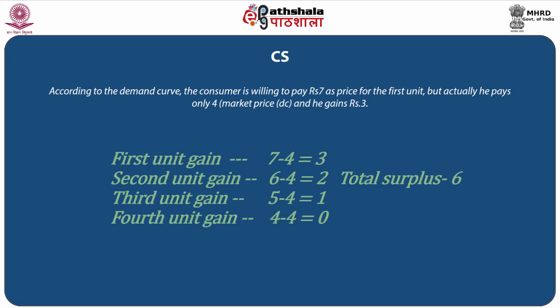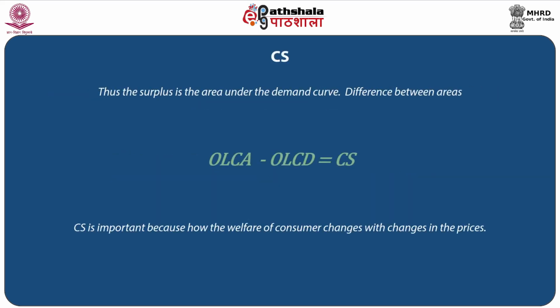So, first unit gain is 7 minus 4, 3; second unit gain is 6 minus 4, 2; third unit gain is 5 minus 4, 1; fourth unit gain is 4 minus 4, 0. Thus, if we sum up all the gains of each unit, we will find the total surplus as 6. Thus, the surplus is the area under the demand curve. The difference between areas OLCA minus OLCD will give us the consumer surplus.